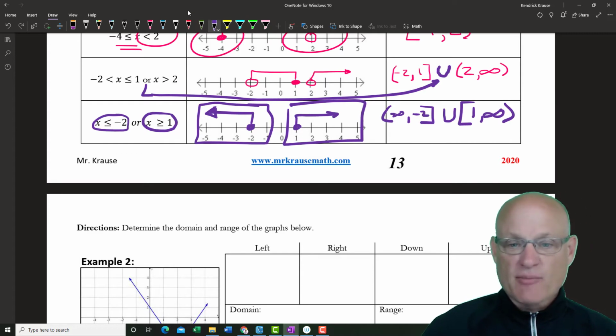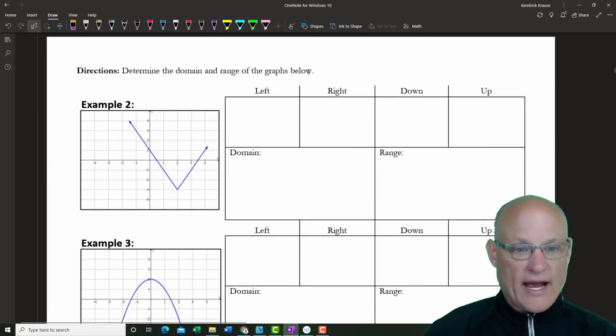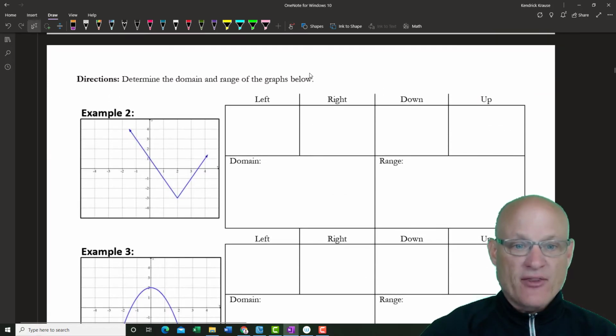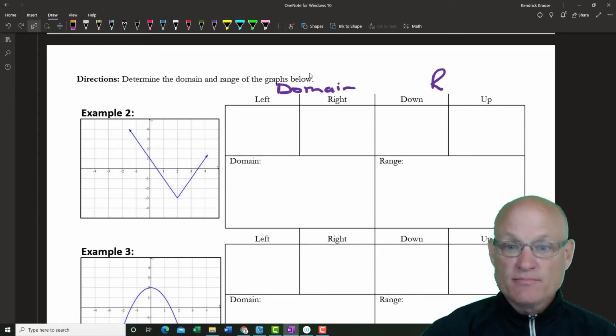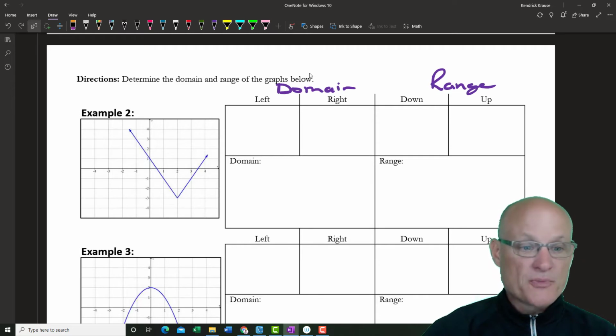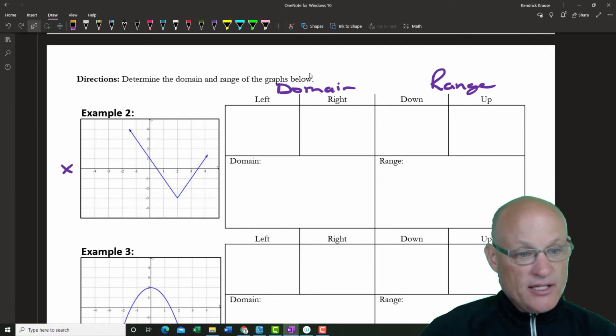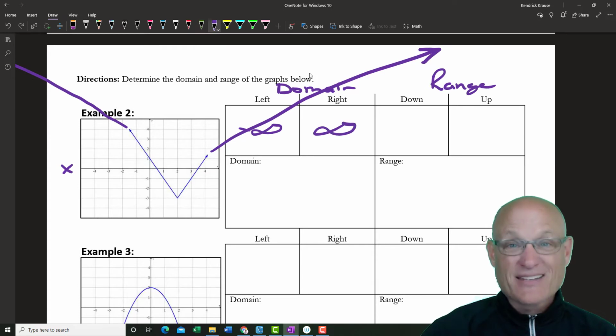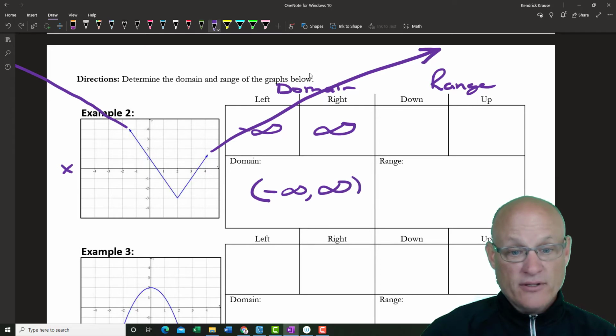All right, so let's talk about domain and range when we look at graphs. So domain deals with the left and the right. Range deals with the up and down. So if I look to the left, these are your x values along here, right? Isn't this thing going forever and ever to the left? So it's negative infinity. It's also going forever and ever to the right, so it's going to positive infinity. So my domain is negative infinity, comma, positive infinity.